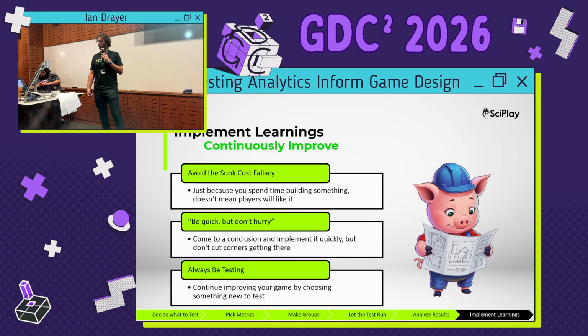And finally, always be testing. We have a backlog of things that we want to test. And so as soon as we finish testing one thing, it's on to the next. We have anywhere from 3 to 5 tests running in the game at any given time on different aspects of the game. And so when we finish testing one aspect of the game, it's just on to the next, and this entire cycle starts again.